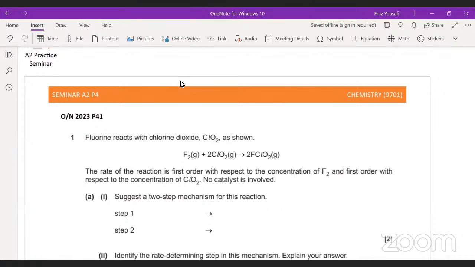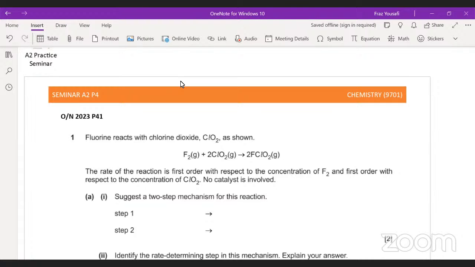Okay. All right. So what we want to start with is some reaction kinetics first. A topic that consistently comes up is when we are writing equations for multiple stages of a mechanism. So here you've got fluorine reacting with chlorine dioxide, ClO2, as shown. You've got F2 plus 2 moles of ClO2 give 2 moles of FClO2. Now, one other point that's important to make here, remember, all of these molar coefficients that you see in the equations are completely independent of the rate equation itself.